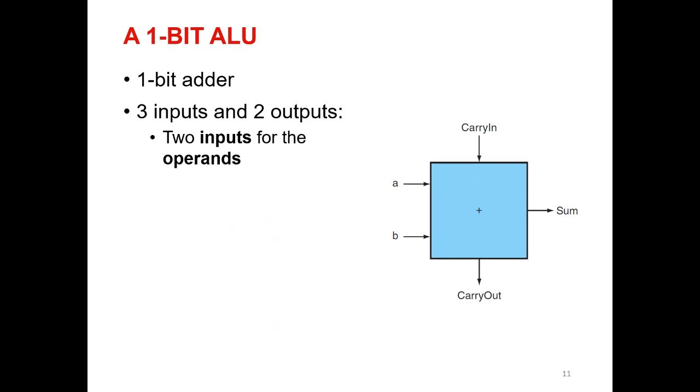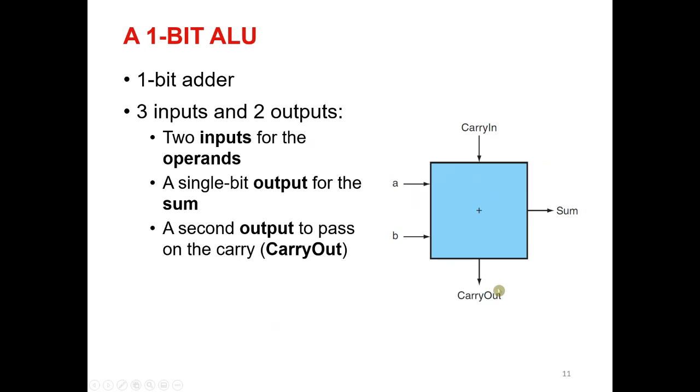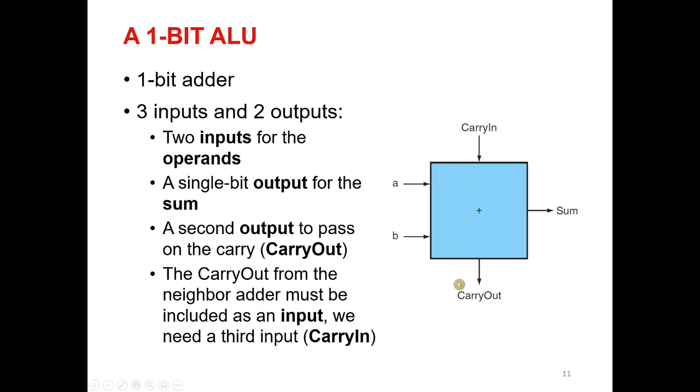So the 2 input operands are A and B. Then we have a single output, which is the sum of A and B. And then we have an additional output, which is the carry out. Remember that, for instance, if I add 1 plus 1, the output will be 0, but the carry out will be 1. And then we have also a carry in, in case this operation is done after a previous addition.